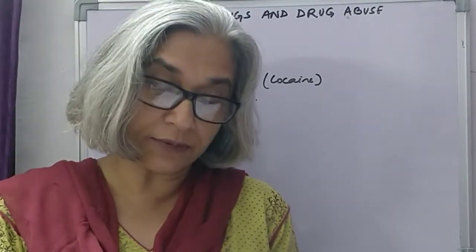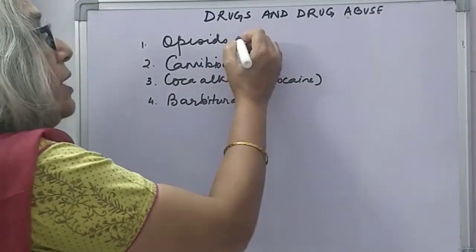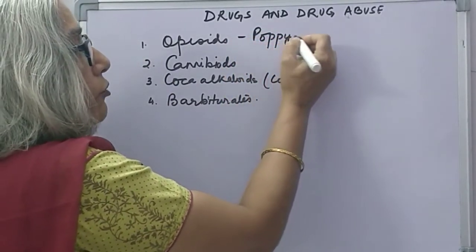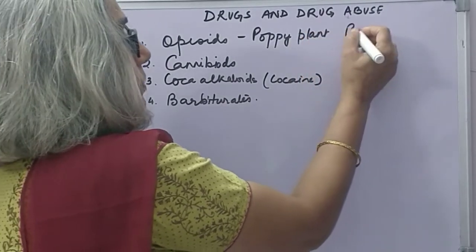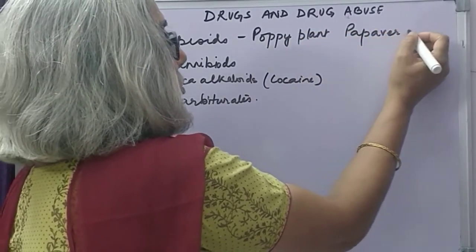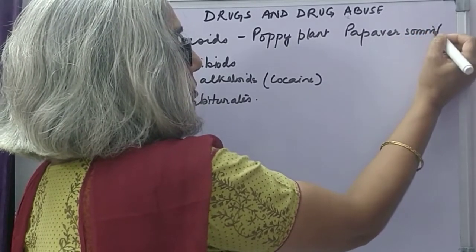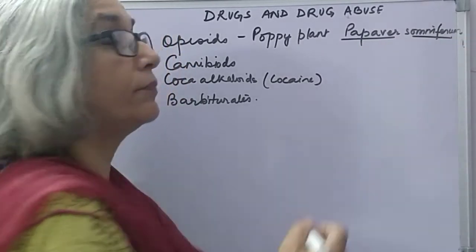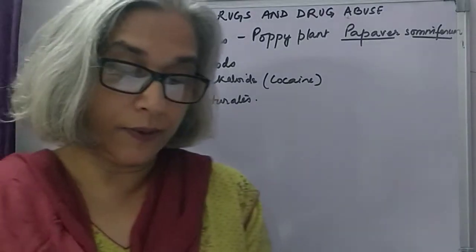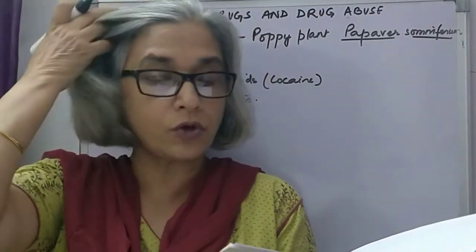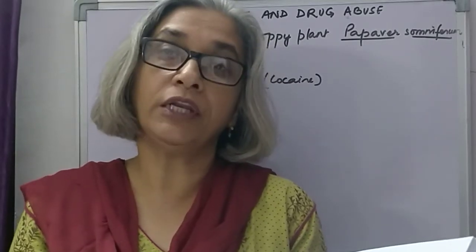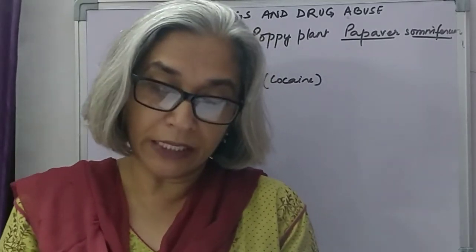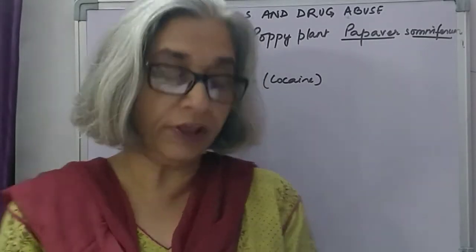These are narcotic substances obtained from the poppy plant. The name of that is Papaver somniferum. This is the botanical name of the poppy plant, somniferum, genus and species. Opioids are narcotic substances obtained from the poppy plant, that is Papaver somniferum. The most common opioid drug is heroin, which is commonly called smack. Chemically, it is diacetylmorphine.